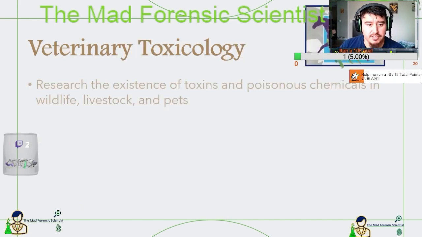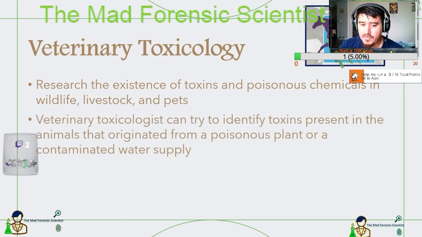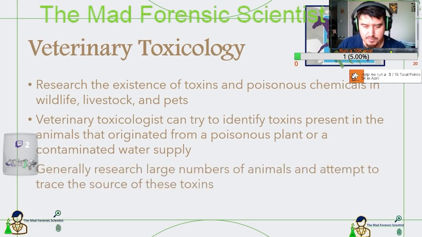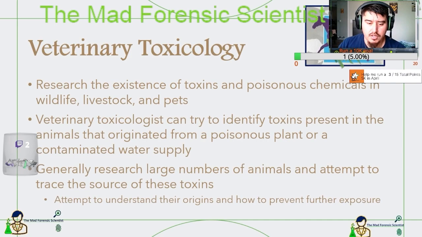Then there's veterinary toxicology. It's the research of the existence of toxins and poisons in wildlife, livestock, and pets. A veterinary toxicologist can try to identify toxins present in the animal that originated from a poisonous plant or contaminated water supply. These are just some specific examples. Generally, they research large numbers of animals in an attempt to trace the source of these toxins, to understand their origins and how to prevent further exposure.